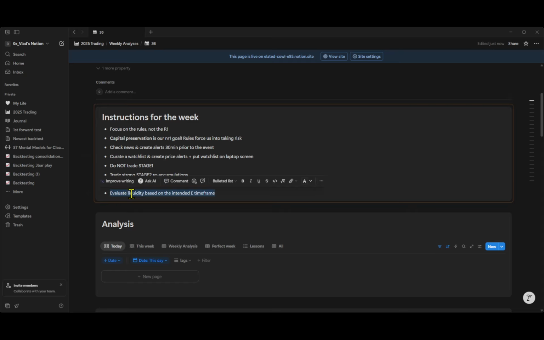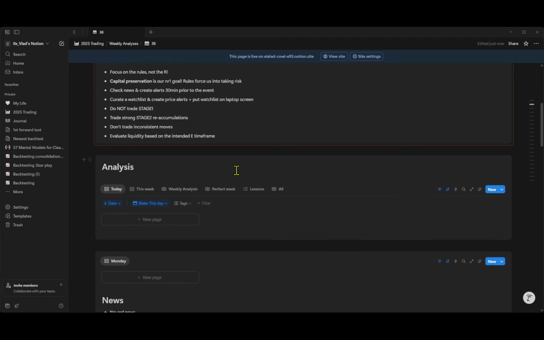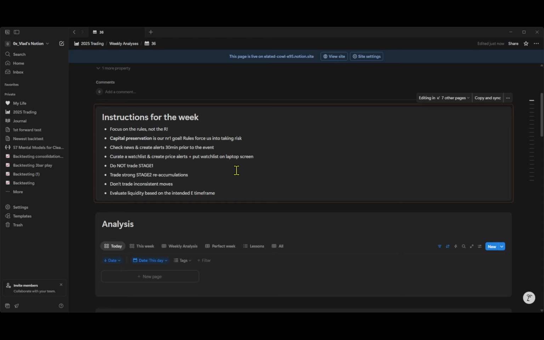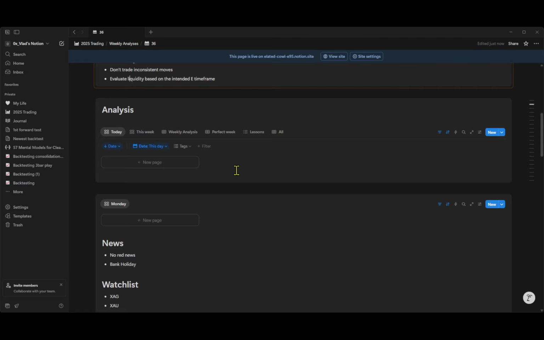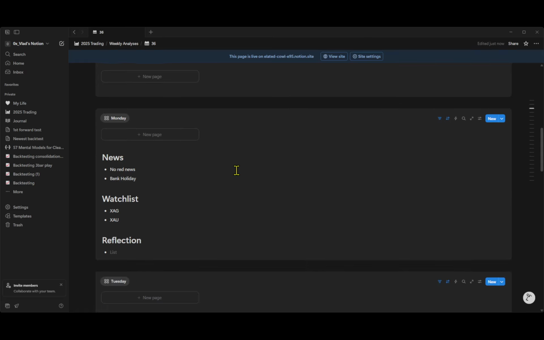And this is the last rule, literally on the list already, and it's inspired by that mistake I made last week, so that I make sure that I actually evaluate liquidity on the intended entry time frame and not some other one. All right, so that's it for this week, and hopefully, well, I would love for some trades, but if there's no trades, that's okay too.